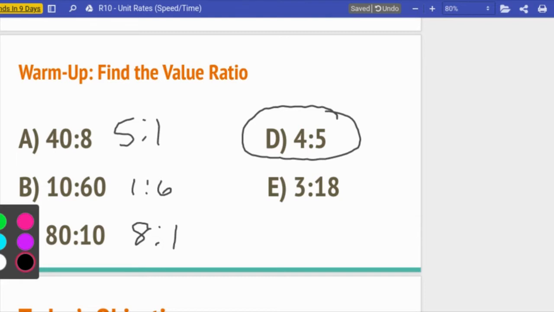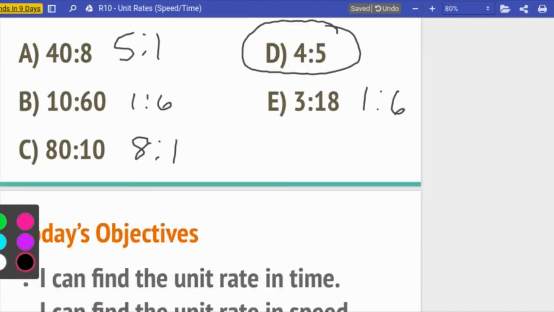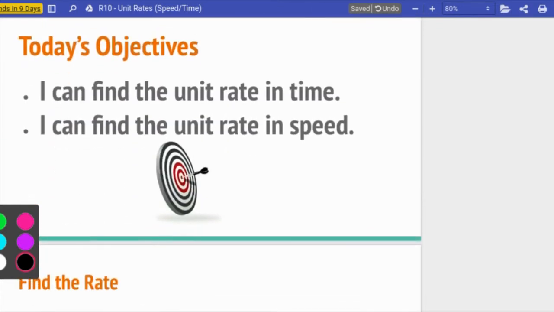3 to 18, I could scale down by 3 and get 1 to 6. So the value ratio would actually be 1 to 6. All right, so today's objectives are to be able to find the unit rate when dealing with time and to find the unit rate in dealing with speed. So again, it's just the learning target of being able to find unit rates in real world situations.